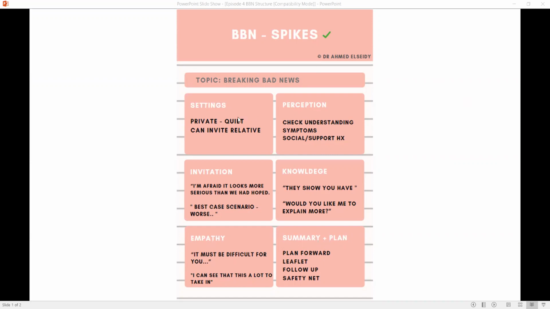S for settings. You need to make sure that the setting is appropriate to break bad news. If it's a face-to-face consultation, you wouldn't worry about that, because it will already be done for you by the exam situation. You'll have a quiet room, with yourself, the patient, and the examiner. But if it's a telephone consultation, you need to make sure this is the right setting for you to break the bad news.